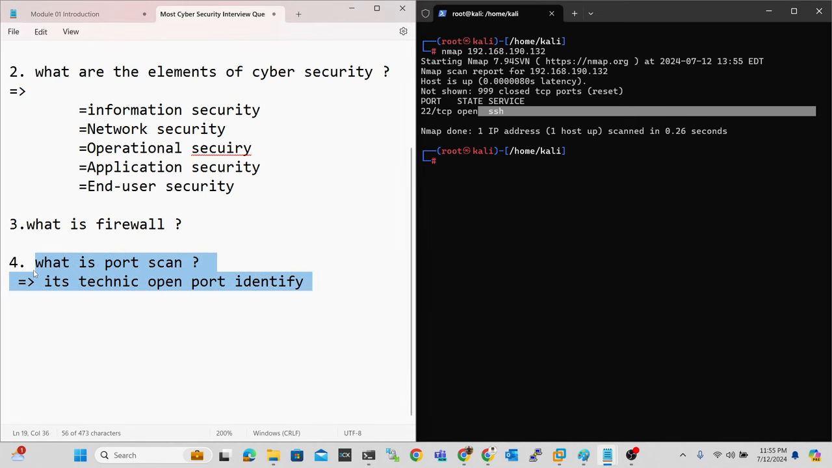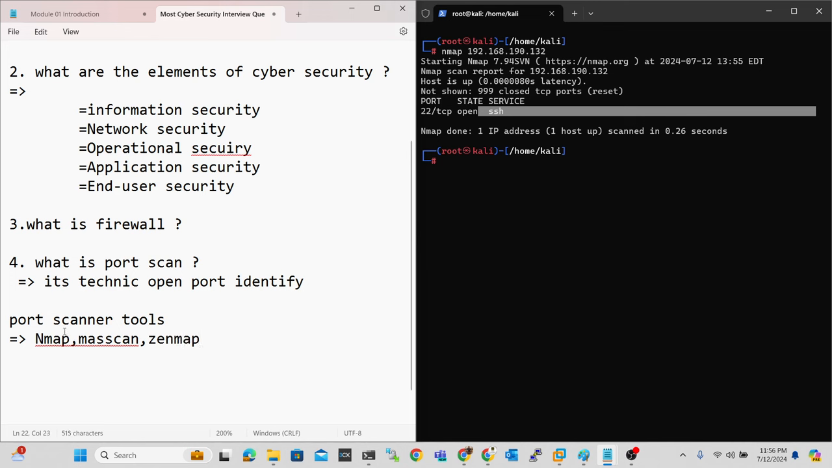Also it's a port scanner tool. Right now I will discuss some port scanner tools, which tools we use to scan the port. The most popular tool is nmap. Second, Masscan, Zenmap, and also Netcat, NC.